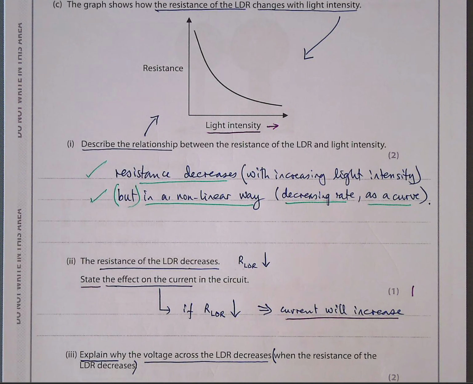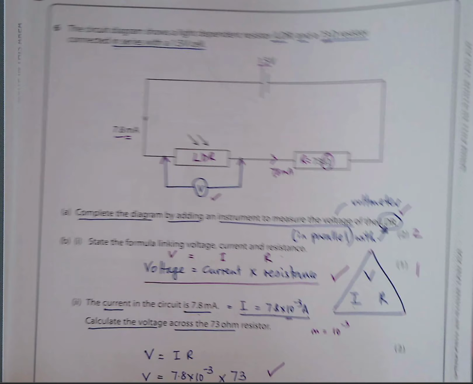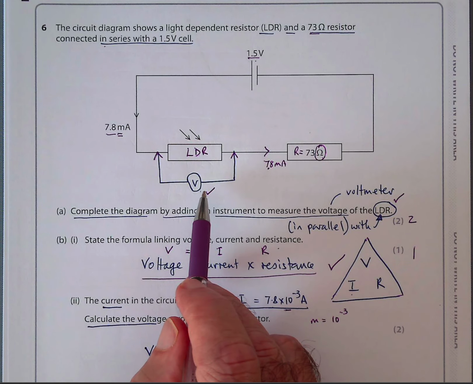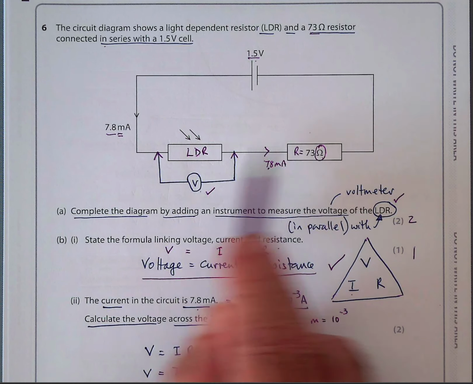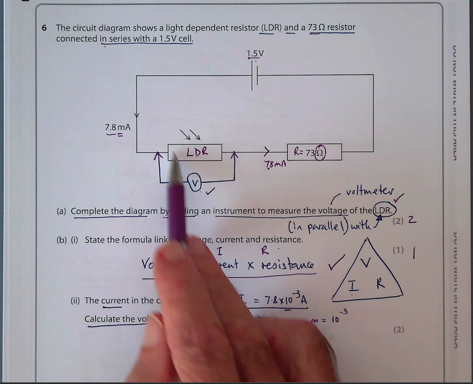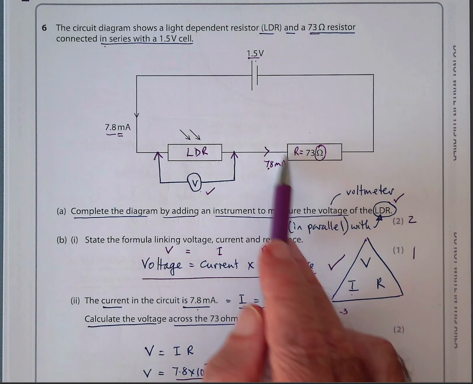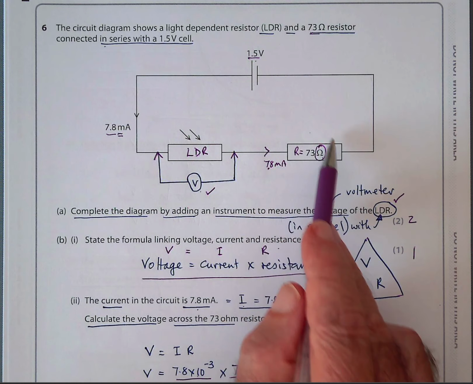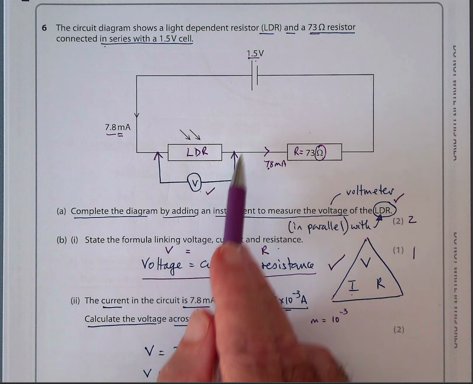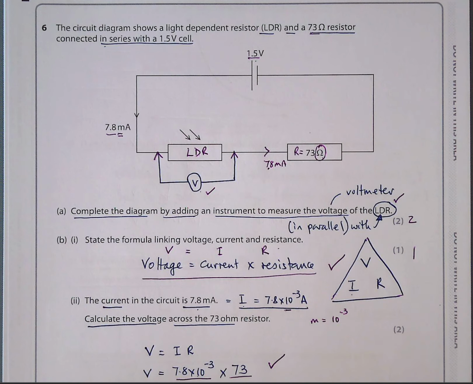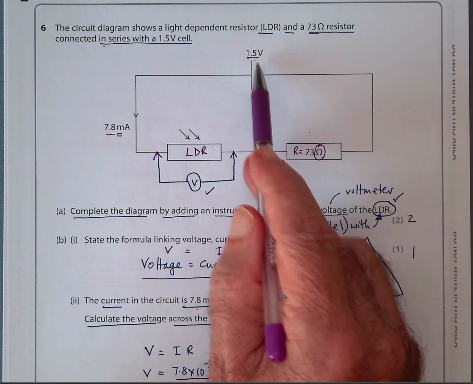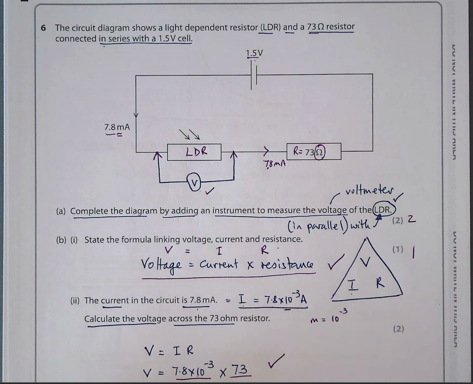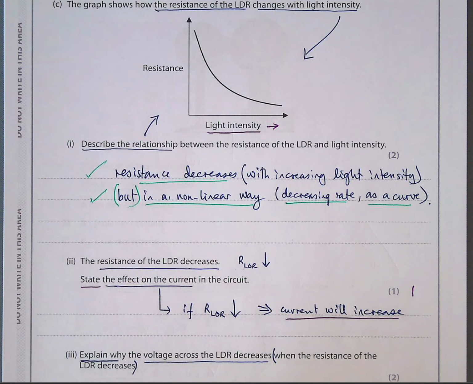Now, if you think about it, if you've got a voltmeter across there, and this becomes less resistant, remember they share the voltage according to their resistances. If this has gone down and this has stayed the same, this will get a bigger ratio or a bigger percentage of the 1.5 volts. This will be left with a lower percentage, a lower share of the 1.5 volts. Basically, the one with a higher resistance gets more of the voltage.